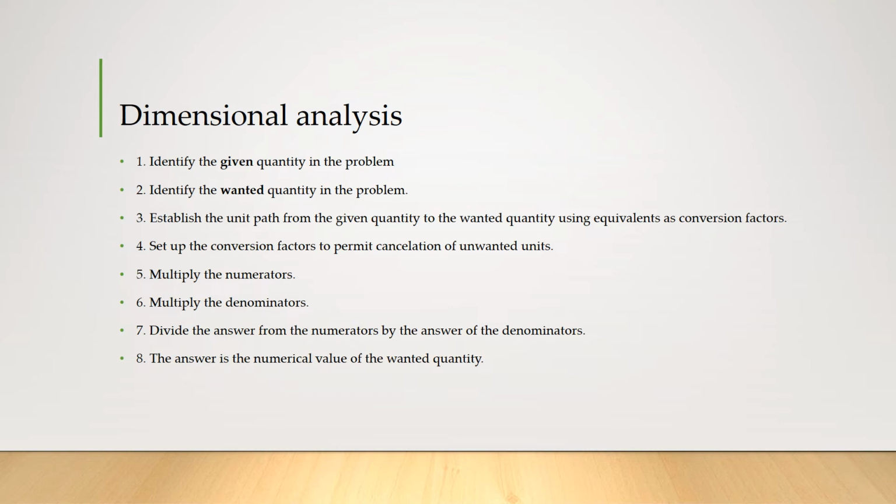Then you need to establish the unit path from given quantity to wanted quantity, and that's using that conversion factor, and we're going to be working on that. And then we'll set up the conversion factors, and I'll show you how to cancel the unwanted units in a formula. With dosage calculation, we're not dividing the denominator into the numerator. We're multiplying the numerator across, we're multiplying the denominator across, and then we'll divide the denominator into the numerator to find the correct answer.